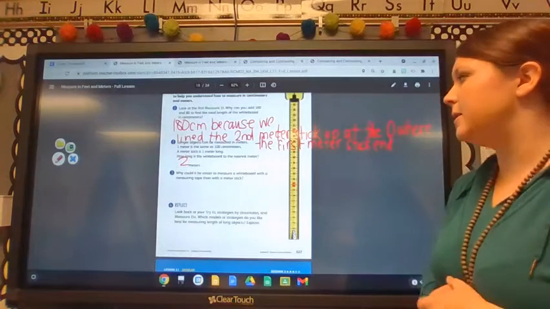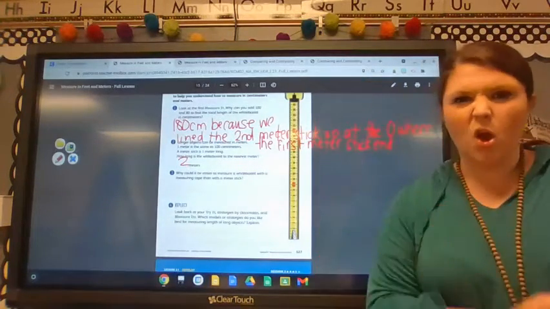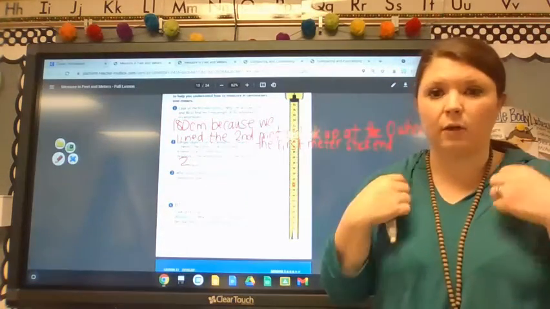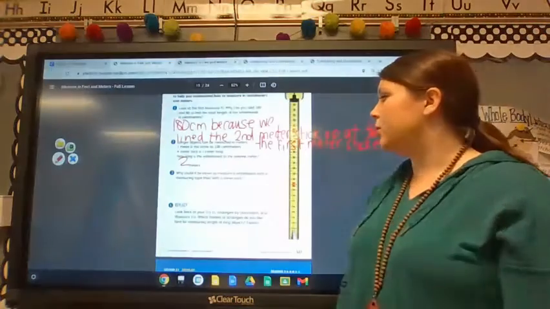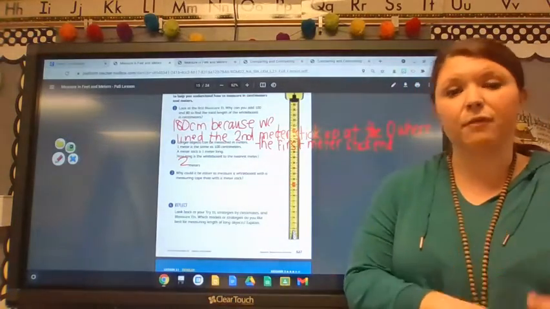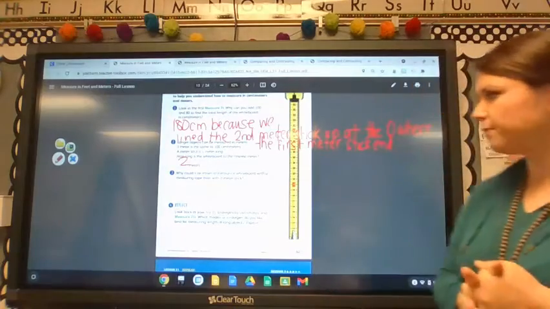Why could it be easier to measure a whiteboard with a measuring tape than a meter stick? We just talked about that a little bit before, but I want you to go ahead and think about that yourself now. Why would measuring the whiteboard with a measuring tape be different than the meter stick? Go ahead and pause the video and talk through that.